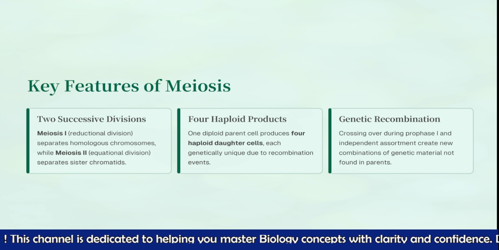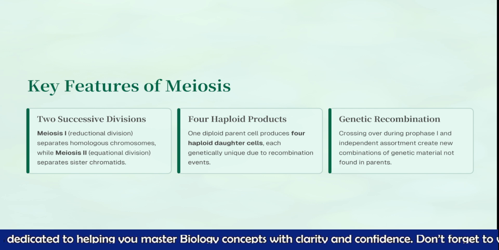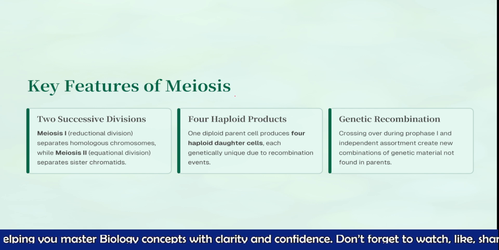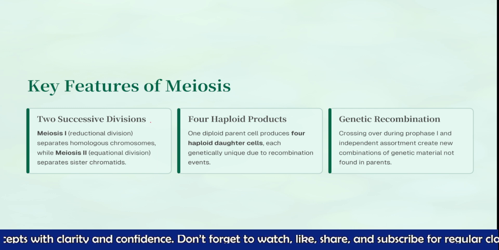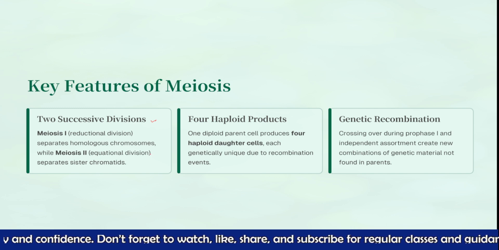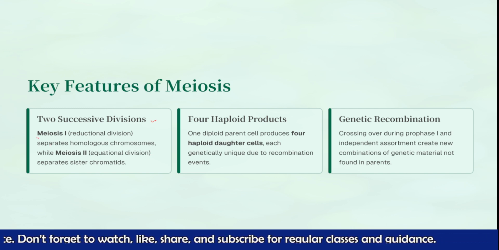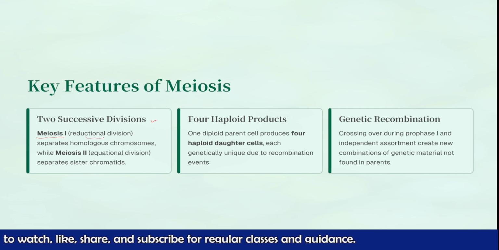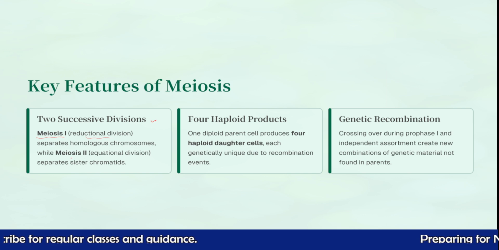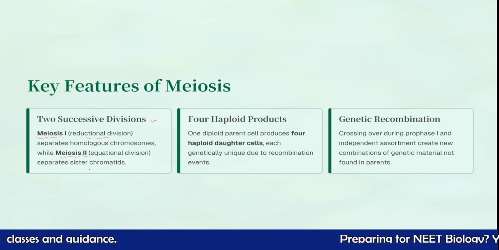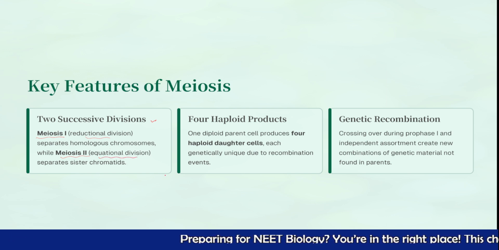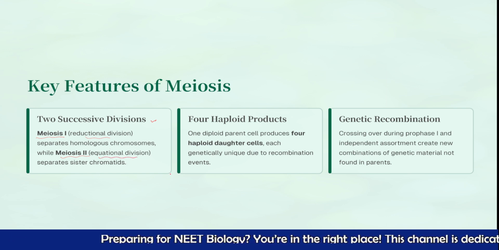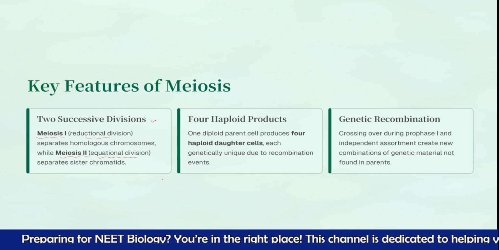Then the key features of meiosis, the basic key features. There are certain differences between mitosis and meiosis. Meiosis consists of two successive divisions, right? Meiosis 1 is called the reduction division. In this, the homologous chromosomes separate. Then meiosis 2 is the second part of meiosis, which is the equational division. That is the same as mitosis, what we learned in the previous class. In the same way, meiosis 2 also happens.